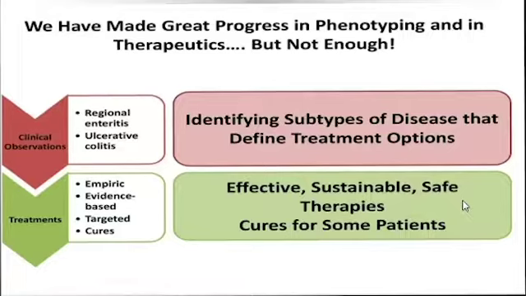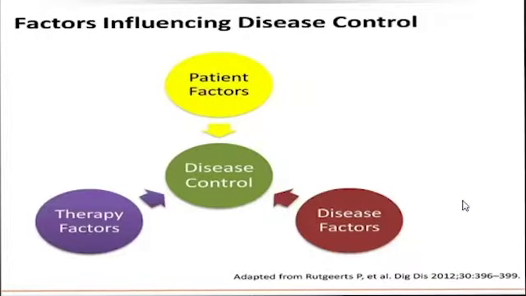So our aim, at the end, is to look for the subtype of disease that defines the treatment option. We need a drug that is effective, sustained, safe, and cures some patients. We know there are factors that influence disease control: disease factors, therapy factors, and patient factors.